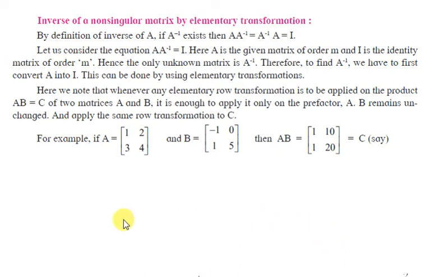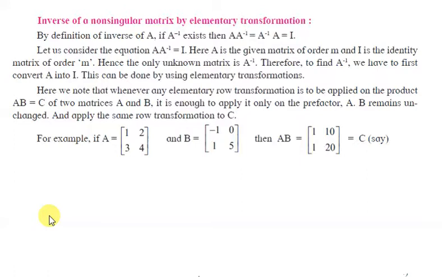Now let's begin with the methods one by one. So the first method is the inverse of a non-singular matrix by elementary transformation. Before starting with elementary transformation, please be clear that we will do either row transformation or column transformation. Please note that we can't do both transformations simultaneously. Either we have to go with row transformations or column transformations, not both together.